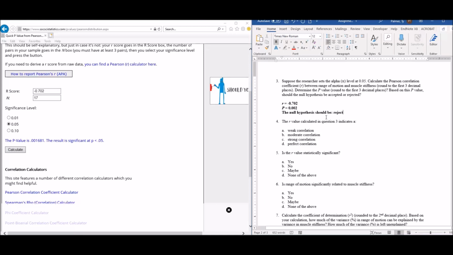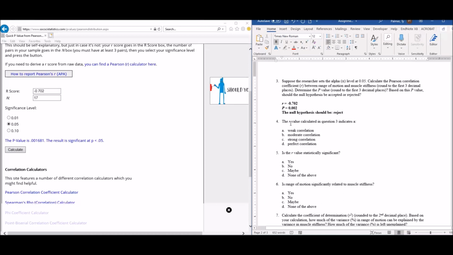Again, your answer might be different. It might be accept for your data. So keep that in mind. It could be the same, it could be reject. Remember, you're dealing with different data, so just keep that in mind. It could be the same answer, reject, but it could be accept too. But when the p-value is less than the alpha level, we reject the null hypothesis.